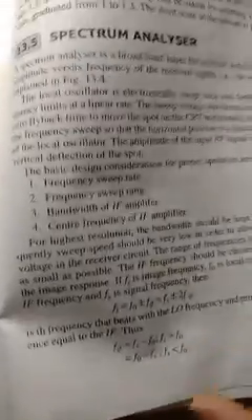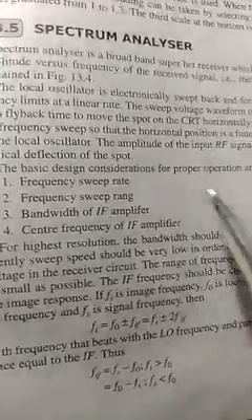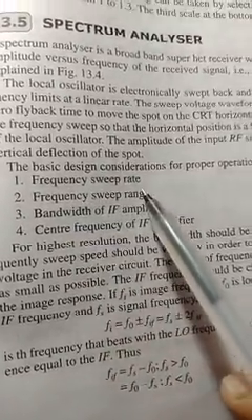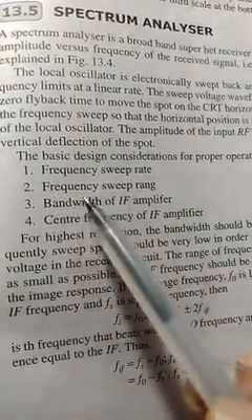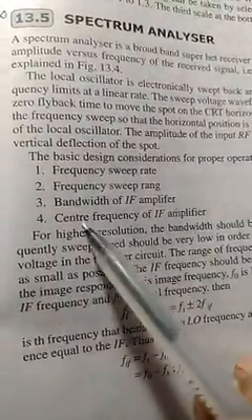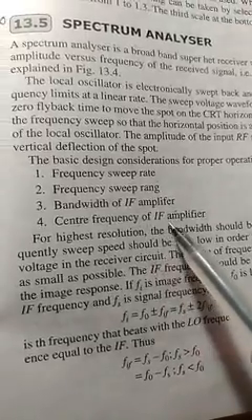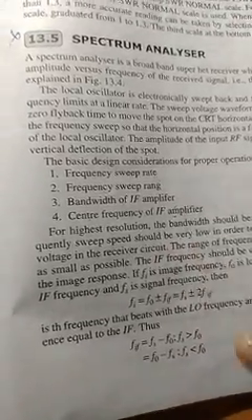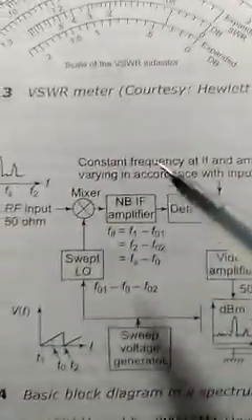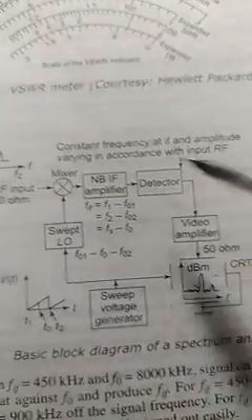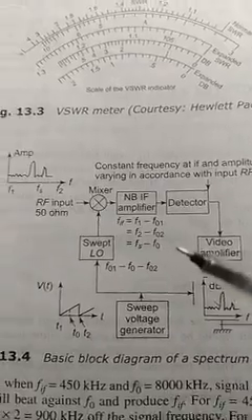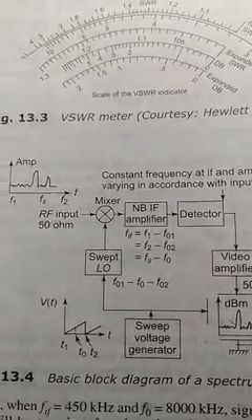For the basic design considerations for proper operation, we must decide what the frequency sweep rate should be, what the frequency range should be, what the bandwidth of the IF amplifier should be, and what the center frequency of the IF amplifier should be. So a spectrum analyzer, we can say, is a broadband superheterodyne receiver. I read this from the Annapurna Das book. It has a very good explanation. Thank you very much.